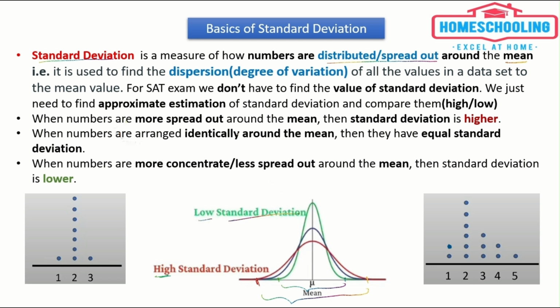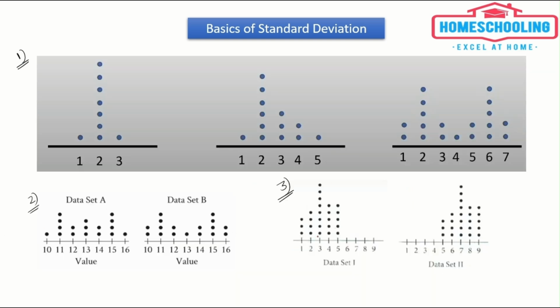And when numbers are arranged identically around the mean, then they have equal standard deviation. Let me show you with an example here. As we can see here, in both the graphs, this is the highest value, that is the mean value.